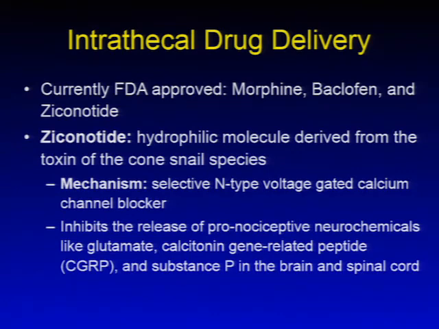The currently approved intrathecal drug delivery systems for delivery are morphine, baclofen, and ziconotide. We've covered morphine and baclofen, but ziconotide is a hydrophilic molecule derived from the toxin of a cone snail species. Its mechanism is as a selective N-type voltage-gated calcium channel blocker. It is also thought to inhibit the release of pro-nociceptive neurochemicals like glutamate, CGRP, and substance P.